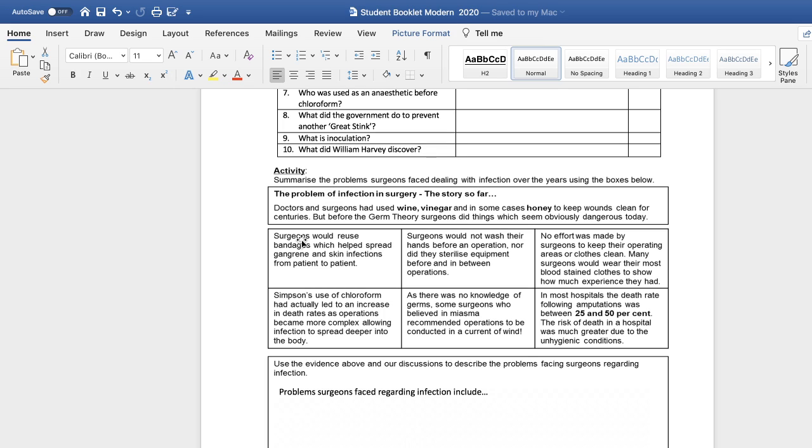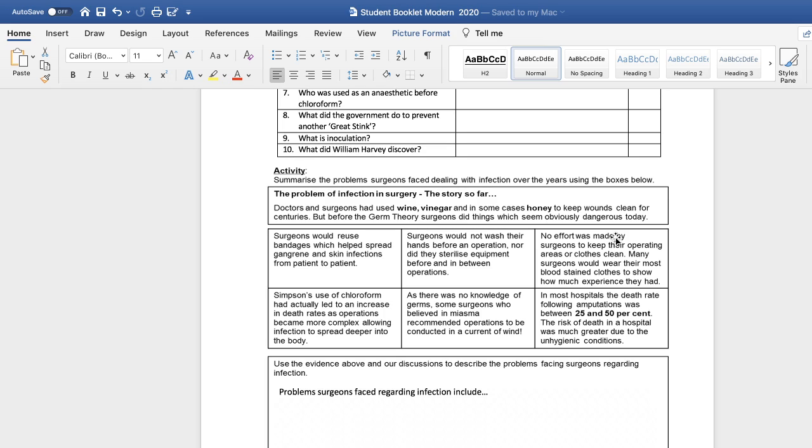What were they doing that was such a bad idea? So, for example, they reused bandages. Surgeons wouldn't wash their hands before an operation. They wouldn't sterilize equipment before and in between operations and in between patients. They wouldn't keep their areas or clothes clean.